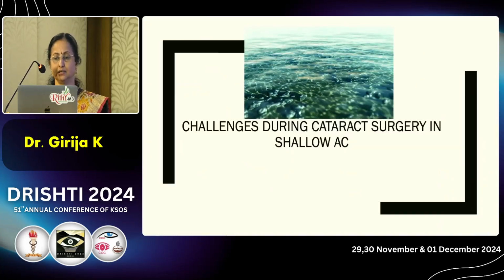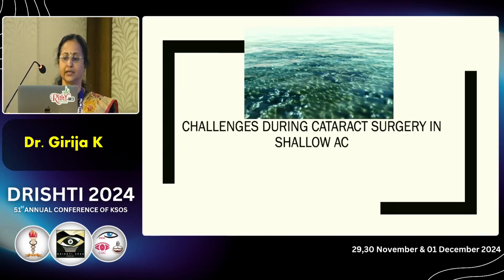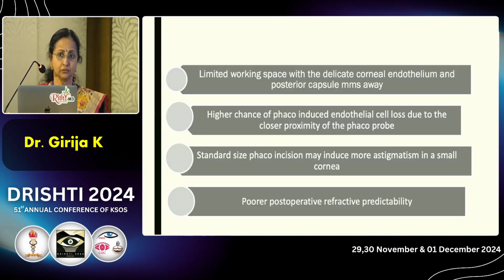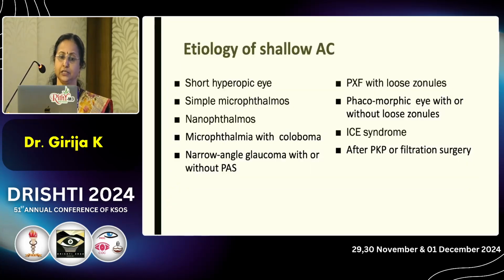What are the challenges that we face when we do cataract surgery in a shallow anterior chamber? This has to be done very carefully because the working space is very limited, as the phaco probe is very close to the corneal endothelium and endothelial cell loss can occur. And because these eyes are smaller, even a standard sized incision can cause more astigmatism, and so there is poorer postoperative refractive predictability. And these are the various causes of the shallow anterior chamber. Usually what we see is a short hyperopic eye, but it can be other conditions like microphthalmos or nanophthalmos.